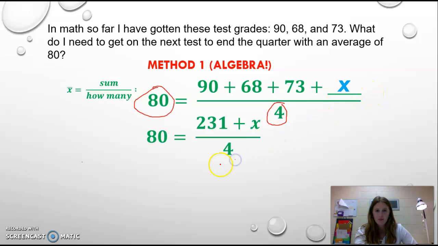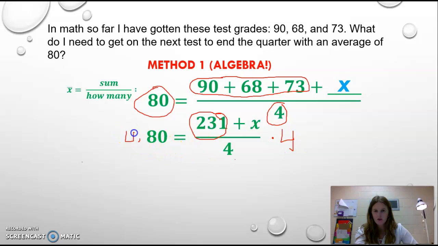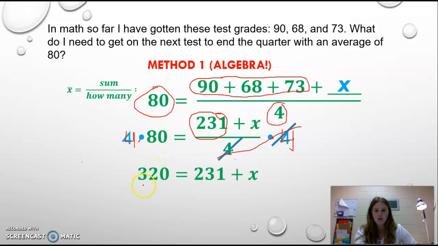So I just simplified these 3 down, combined like terms. These add up to 231. Okay, so now I'm ready to get rid of this 4. So I'm going to multiply by 4 on both sides. And what's going to happen is these 4s cancel. Okay, and so now I get left with 80 times 4 gives me 320 equals 231 plus x.